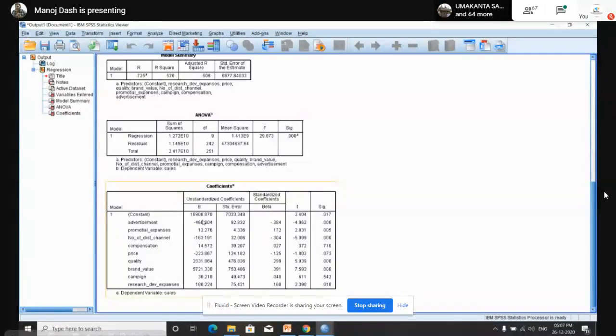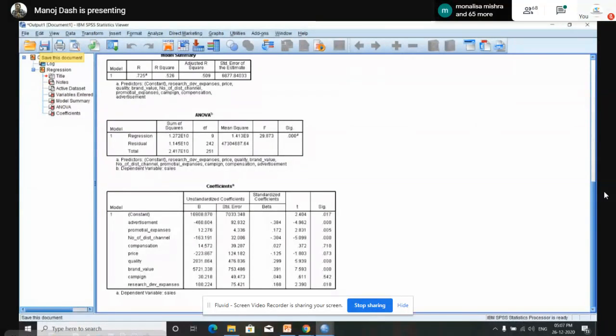First check whether the beta value is significant or not. What is the T value? Is advertisement significant? Yes, sir. Is research significant? Is distribution channel significant? Compensation, significant. Price and campaigning are not significant. It means not significant. Any doubt? No, sir.